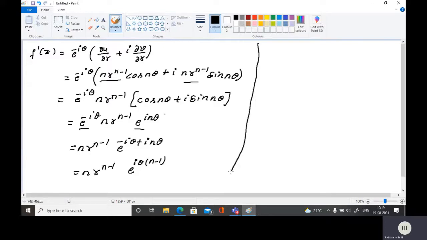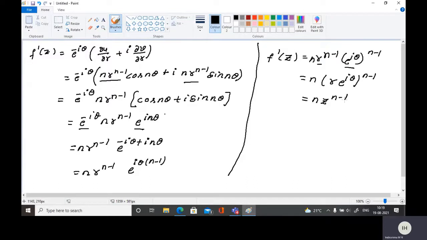Okay, next we have to simplify to get f'(z) in terms of z. So r^(n-1), I will write this as (e^(iθ))^(n-1). So here the bases and powers are the same, we can combine the base, that is (r e^(iθ))^(n-1). What is r e^(iθ)? That is z. So we got f'(z) is equal to n z^(n-1).